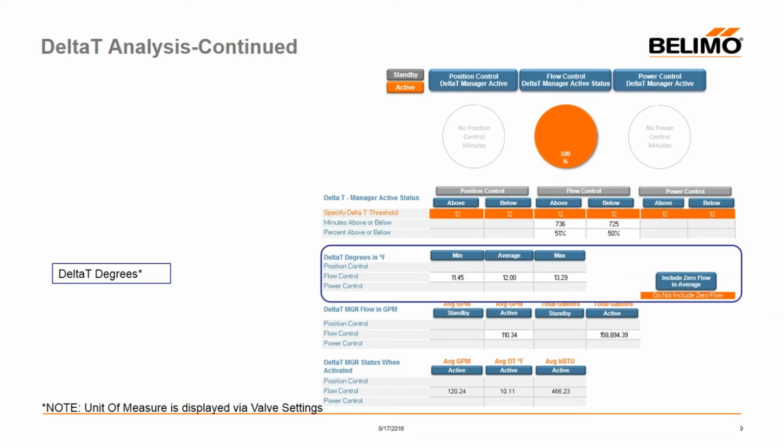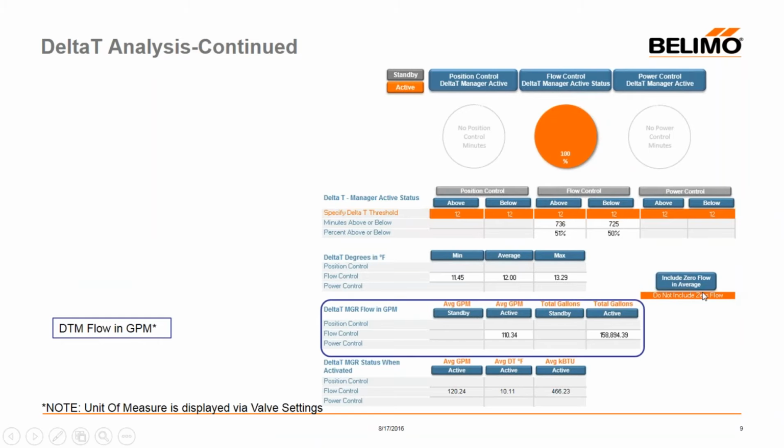Delta degrees in Fahrenheit in this case is by control mode again, because you can run the valve in the 3 different modes. It's going to tell you what the minimum, the average, and maximum delta T was. As we saw on another screen, yeah, we're averaging around 12 degrees. And as we noted before, the delta T manager was set at 12 degrees, and as this is showing, we're holding it at 12 degrees. Again, down below, you can see over here, we can also include or not include zero flow, which is very important for those times when we're not active.